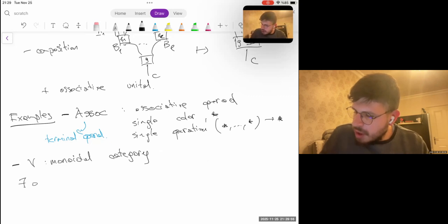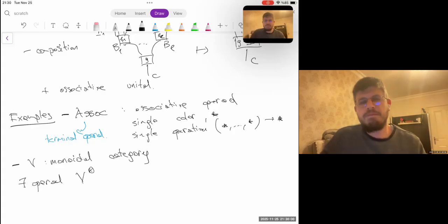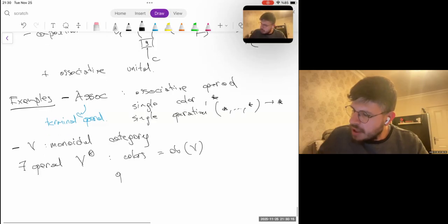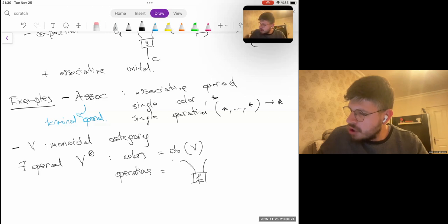So there is an operad V tensor, which means the operad structure on V given by the monoidal operation. So this has as colors the objects of V, and operations. As you can imagine at this point, an operation from a sequence of objects A1 to An to B is just a morphism A1 times ... times An into B.